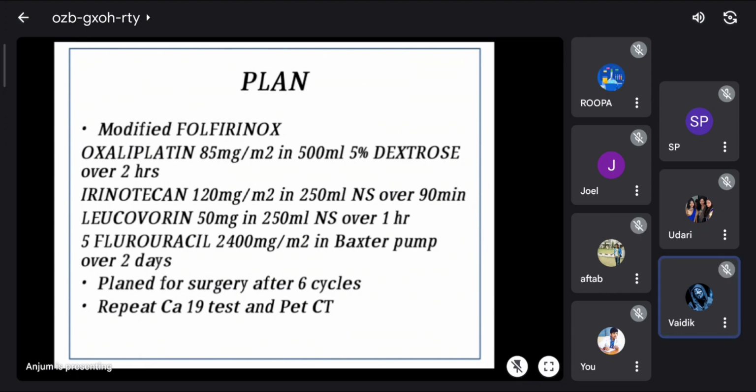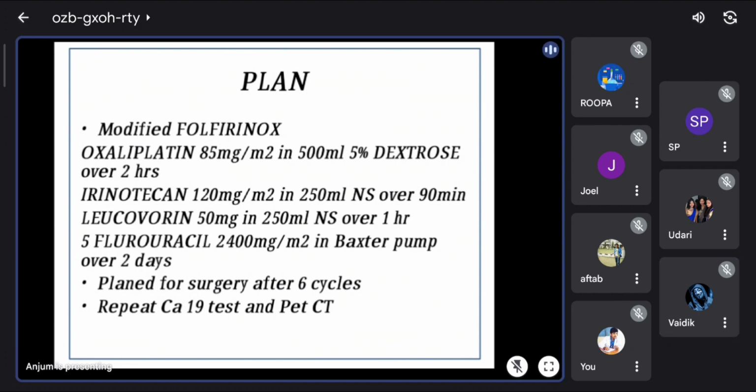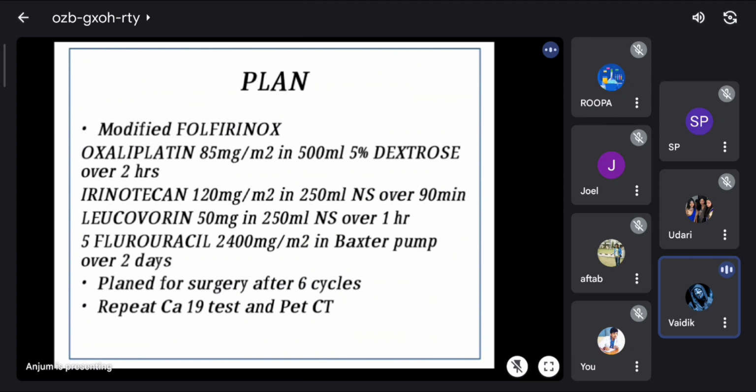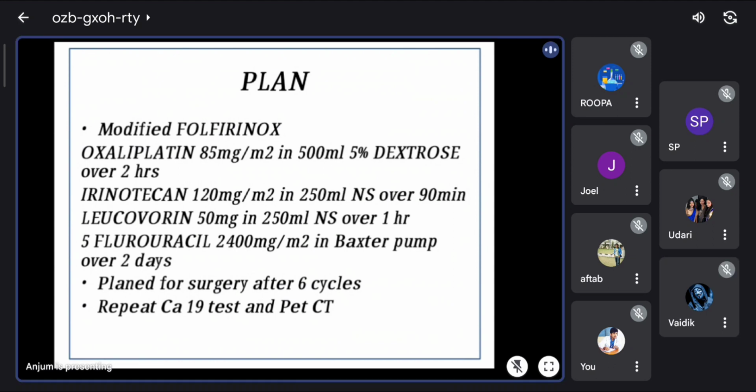Yes, you are audible. So what are the drugs that are included in Folfirinox? Oxaliplatin, leucovorin, irinotecan, 5-FU. Can you tell me why we are giving leucovorin? What is leucovorin, and when do we give leucovorin?